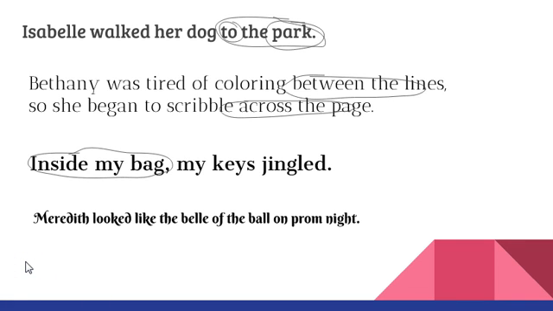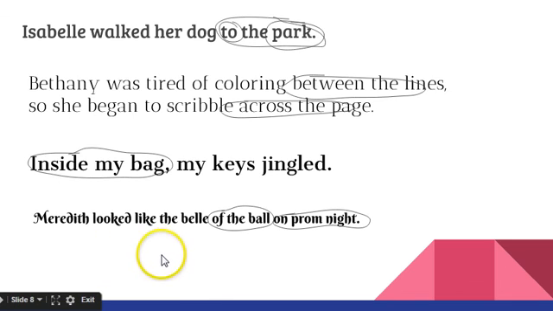So Meredith looked like the belle of the ball on prom night. Although of doesn't fit into the sentence, the plane flew blank the cloud, you can't really say the plane flew of the cloud, of is still a preposition. So in this case, of the ball is a phrase. Of what? Of the ball. And then we have on. On is a preposition, so we have on prom night. So those are all great examples of prepositional phrases.